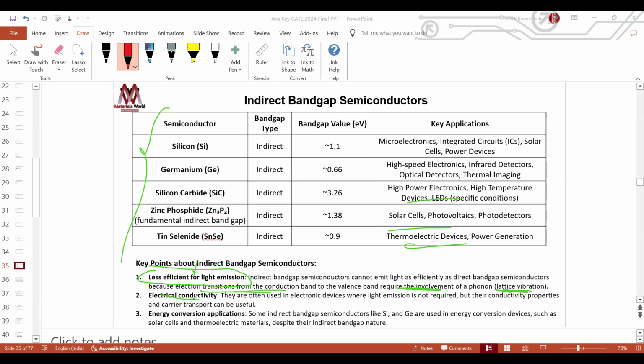Okay, electrical conductivity we can enhance by doping these indirect band semiconductors using transition metals, or using isoelectronic impurities. You can do that. And for energy conversion applications, we can use them, for example, in solar cells and solar panels. So please memorize this, or at least know the examples. They can ask, and they have asked.